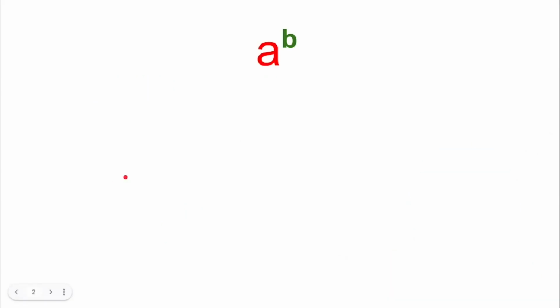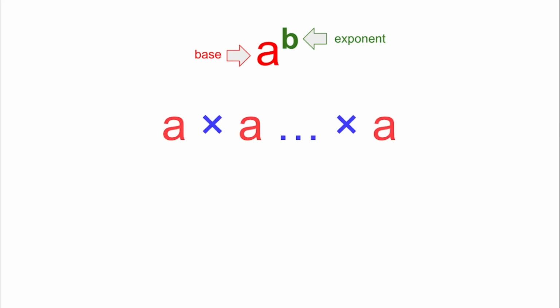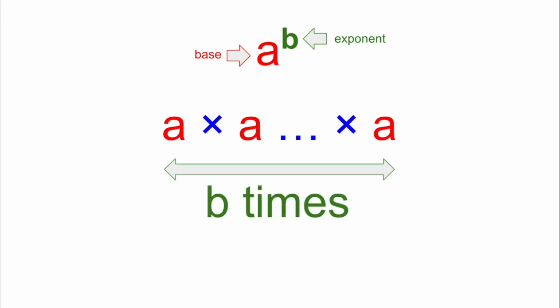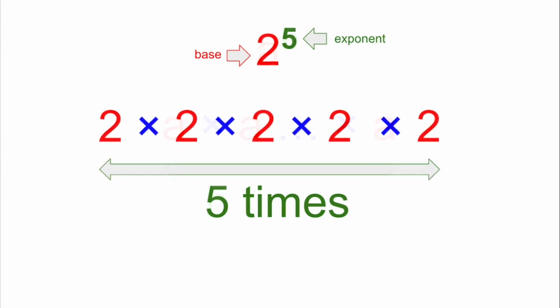When computing a raised to the power of b, our assumption is that both a and b are integers and b is positive. We will be referring to a as base and b as exponent. The notation a to the power b means that the base is being multiplied by itself exponent number of times. For example, if base is 2 and exponent is 5, 2 will be multiplied by itself 5 times.